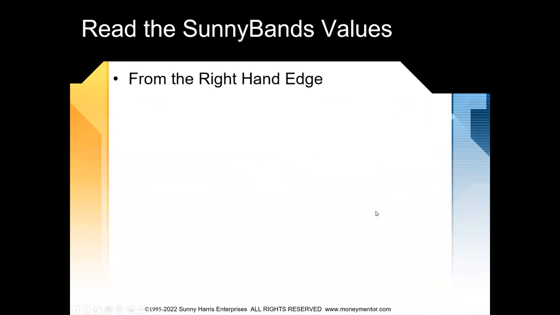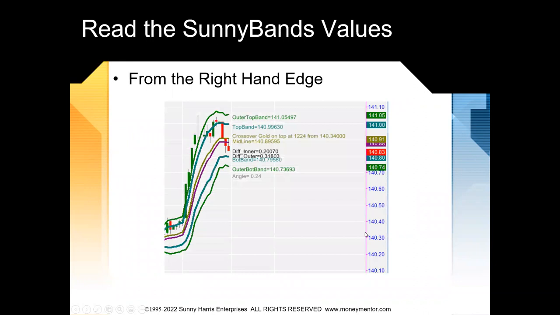So we read the sunny band's values from the right-hand edge. And you can see here, they tell you, and again, color-coded. You can see this is green because that line's green. This is teal because that line's teal. It tells me that the crossover was gold on top. It tells me the price. It gives me the midline, which is the average of these two lines. So I know that midline on this chart is at 140. Tells me that the difference between the inner bands is 0.2. The difference with the outer bands is 0.3. It gives me the location of all the bands. And it tells me, really importantly, that the angle is 0.24.